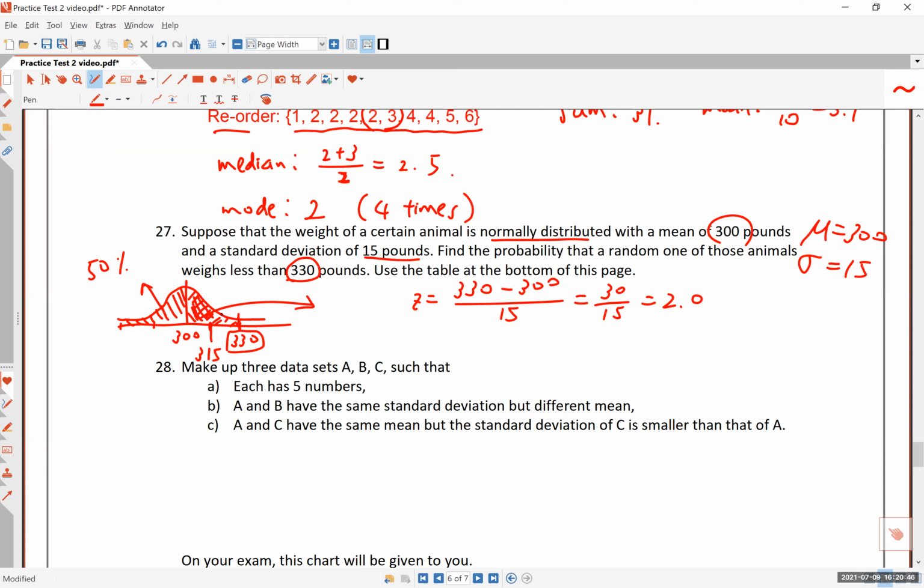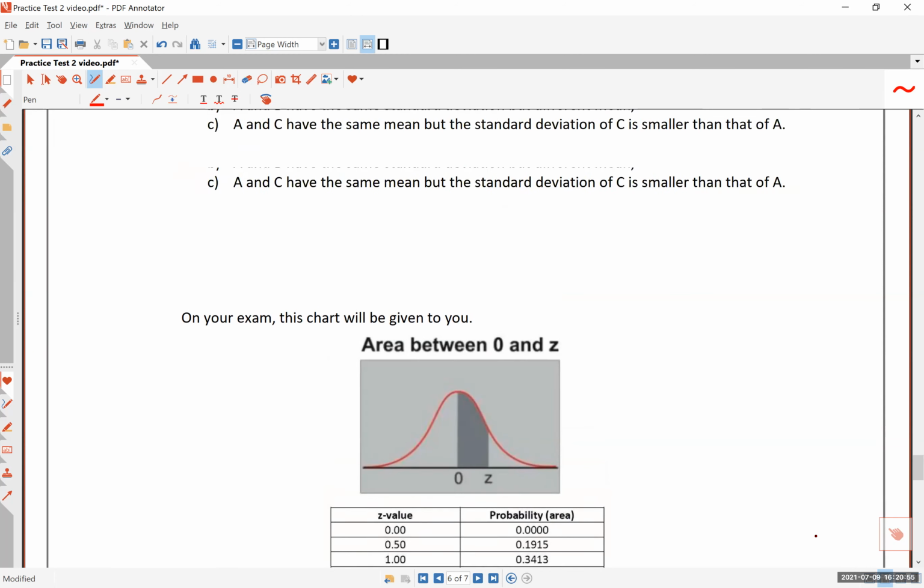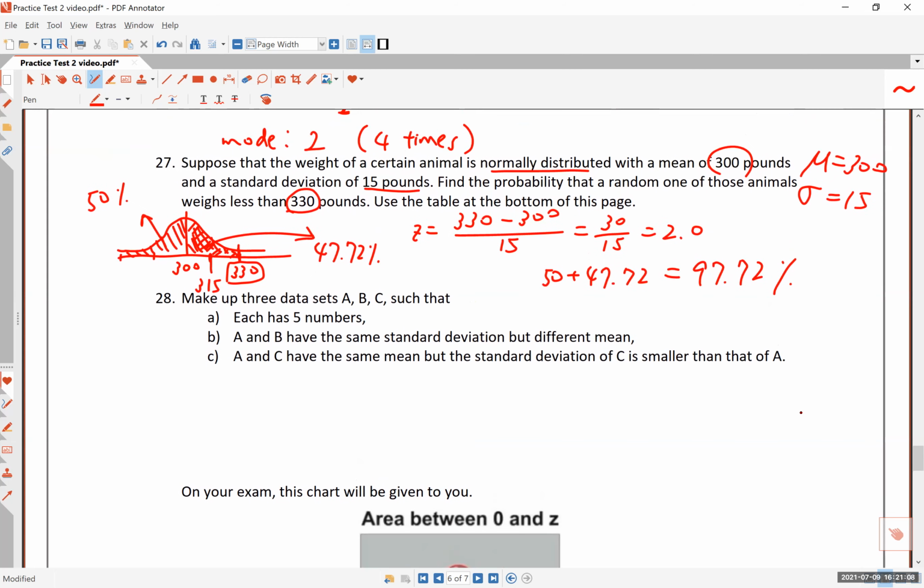Now, this area here can be found then using the table right here, and that's 0.4772. That's 47.72%. Okay, so the answer is 50 plus 47.72, and that is 97.72%. And this is the percentage of those animals that weigh less than 330 pounds. Okay, and in fact, almost all of these animals will weigh less than 330 pounds according to this given normal distribution.